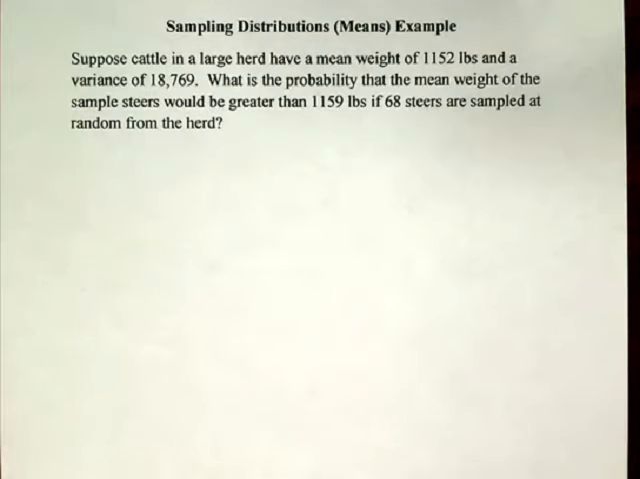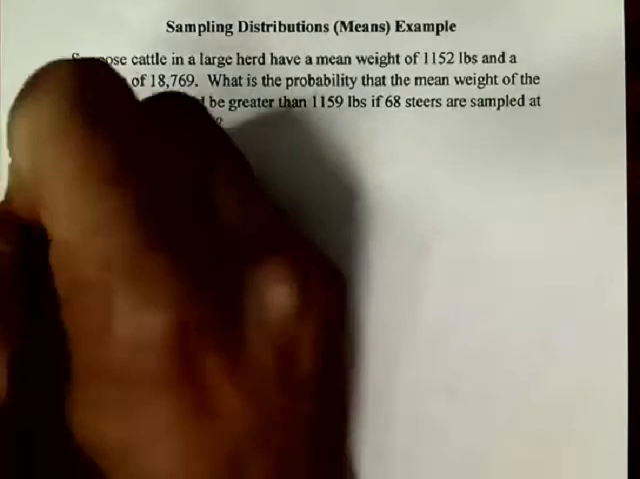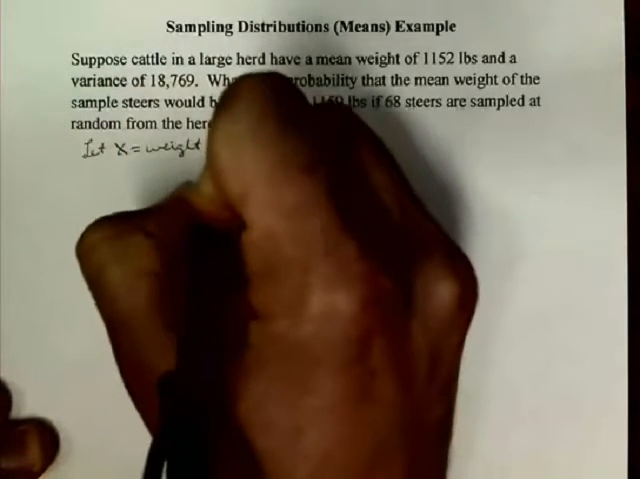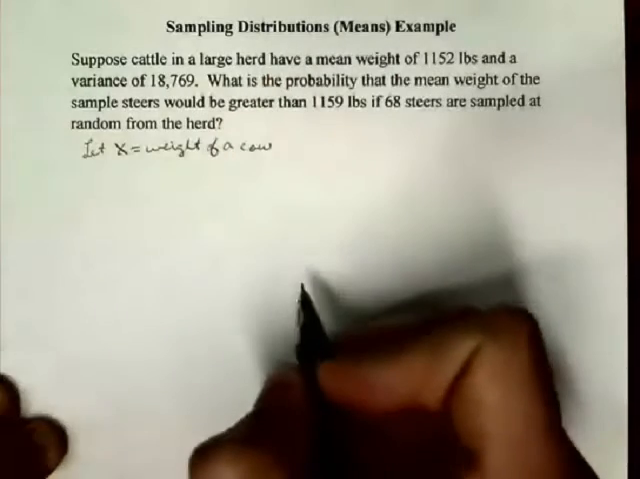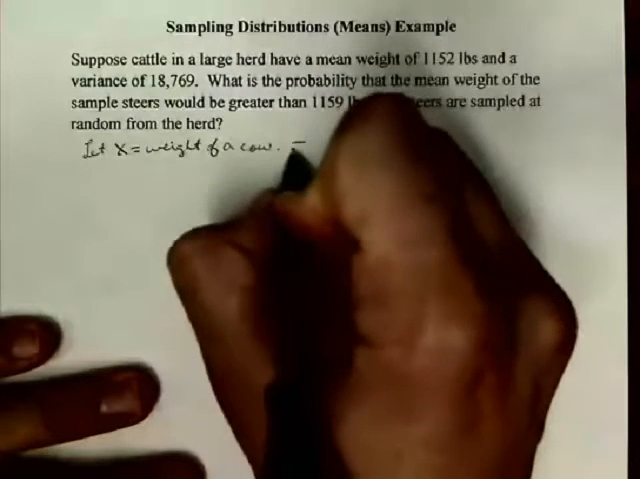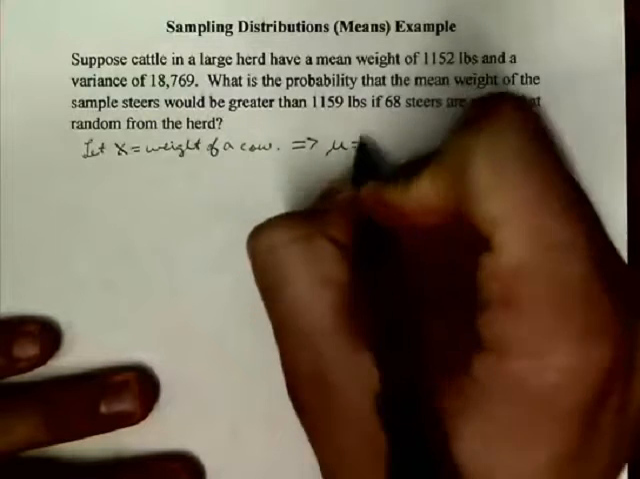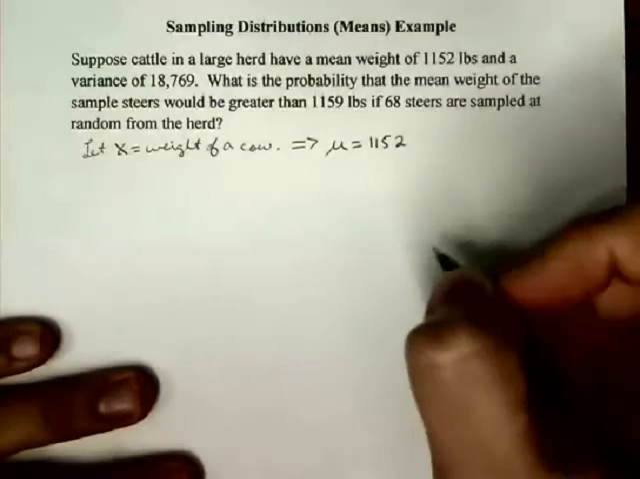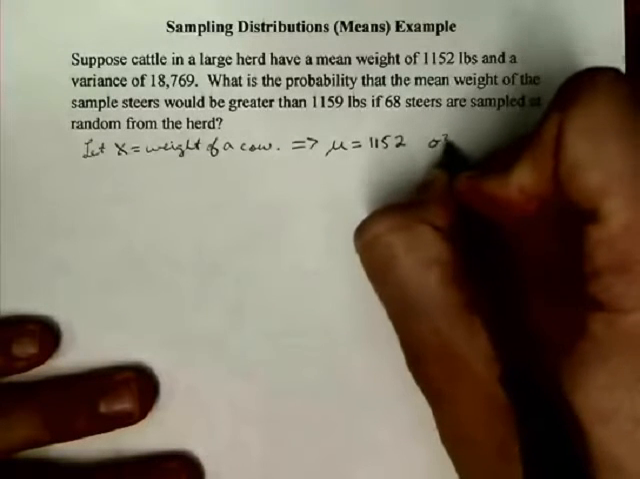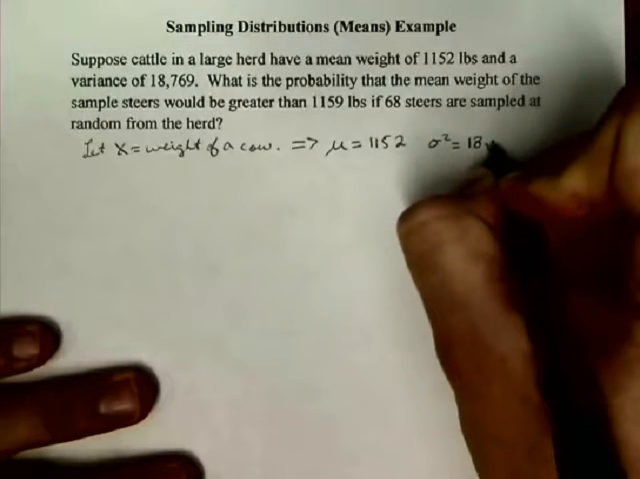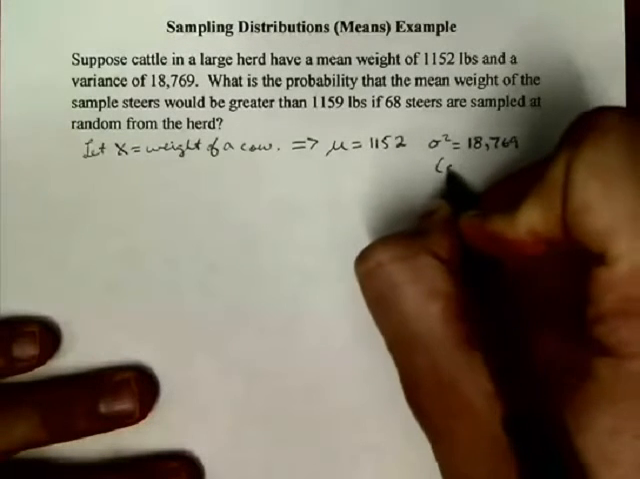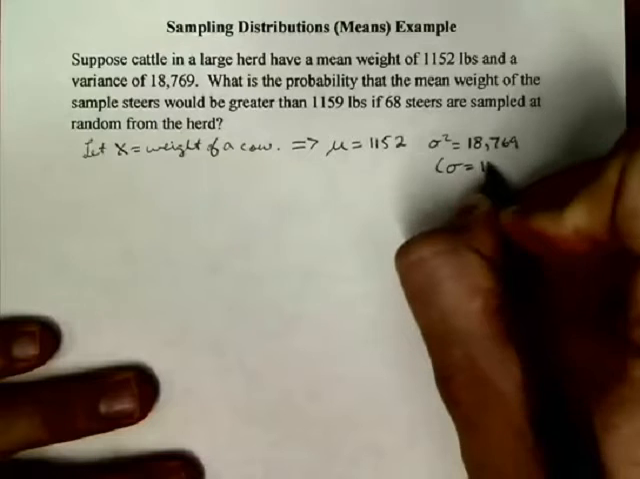So the idea here is we have this big herd of cows. And I'm going to let X be the weight of a cow. From the information that I have here, that means that mu, the mean weight, is 1,152, and the variance of the weights is 18,769. Well, that means that the standard deviation, if you take the square root of this, is 137.